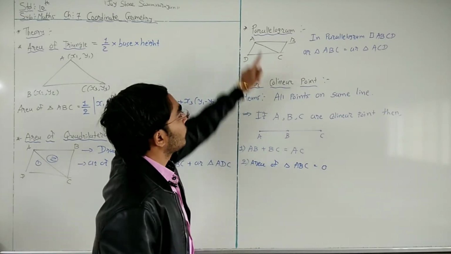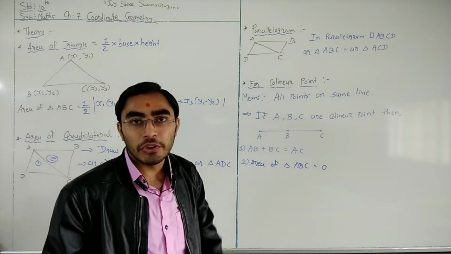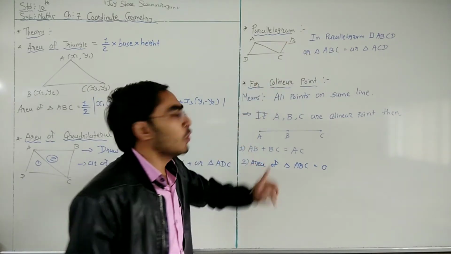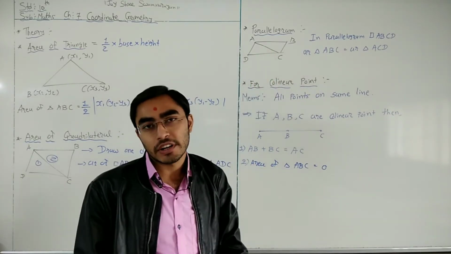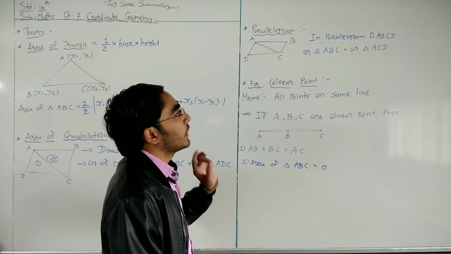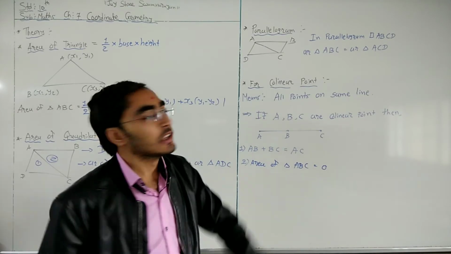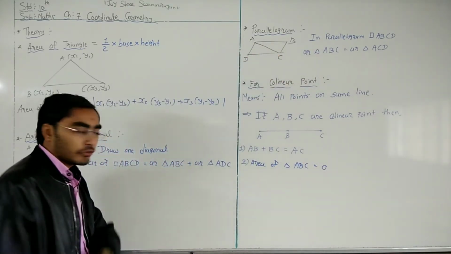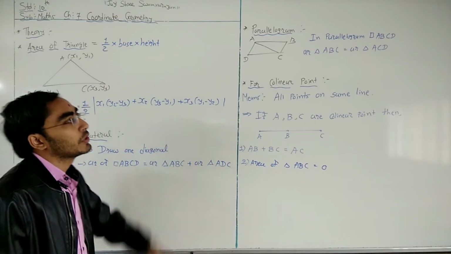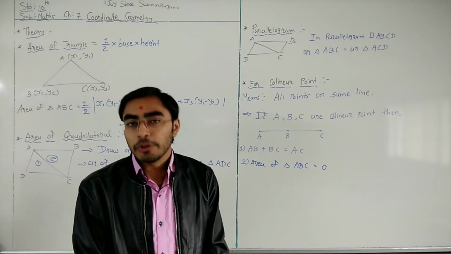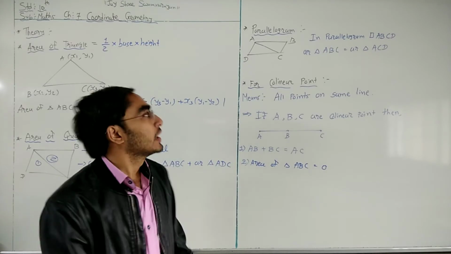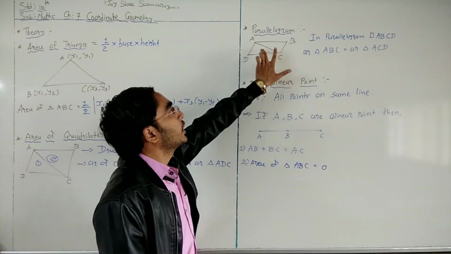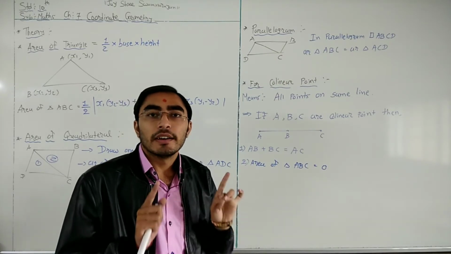So if we want to find the area of parallelogram ABCD, we only need to find area of any one triangle, because area of both the triangles are equal. After that we can use this formula to find out the area of parallelogram ABCD. So diagonals divide the parallelogram into two equal parts, so area of both these triangles are equal.